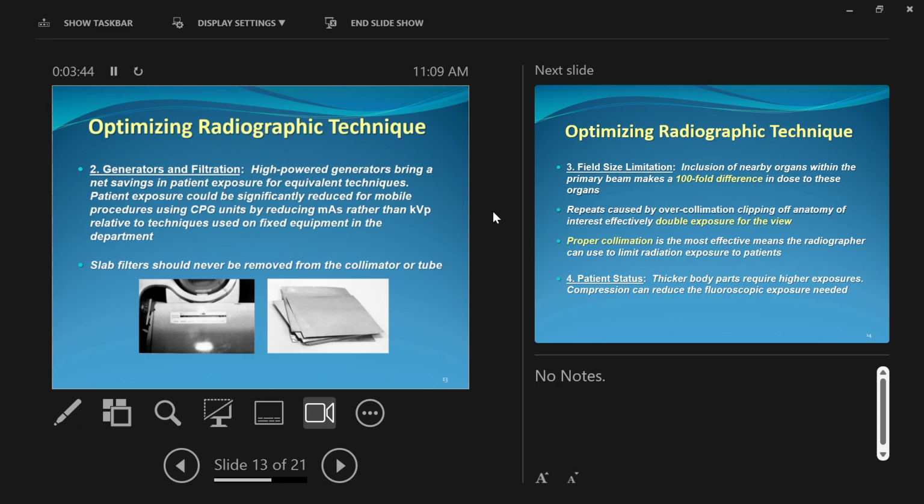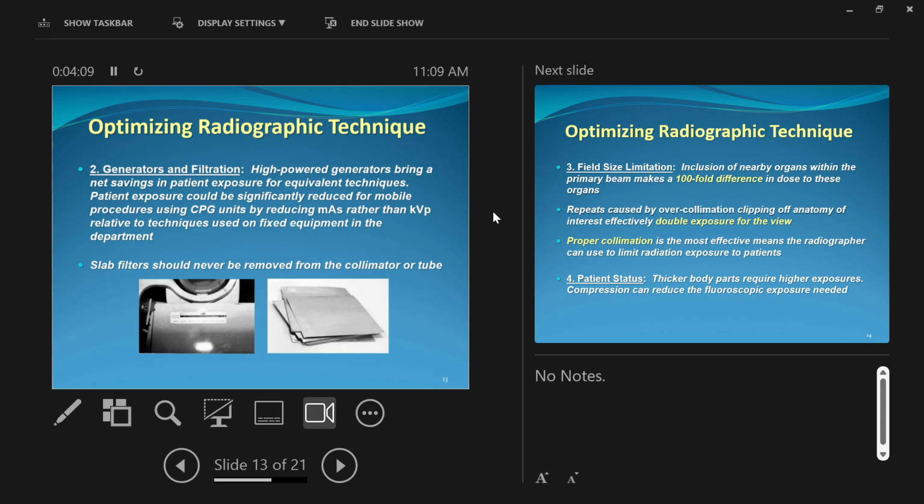Filtration is done by placing slabs of aluminum in between where the X-ray beam exits and the patient. So it's in the X-ray tube, it's in the X-ray machine, and basically they filter out the low energy, unuseful X-rays and just stop them from reaching the patient. If you can stop something from reaching the patient, that lowers patient exposure.